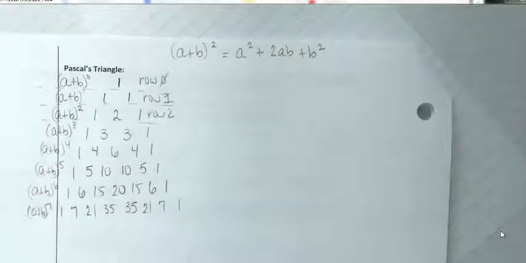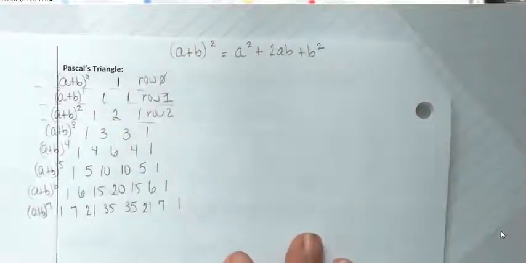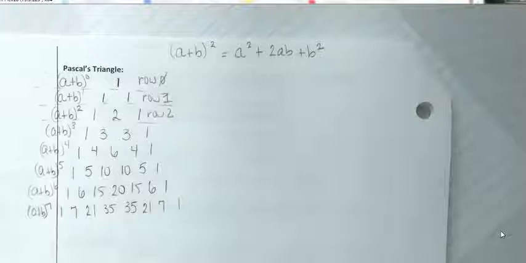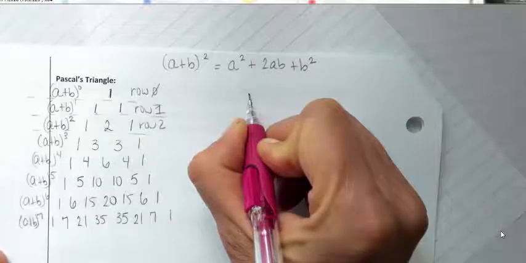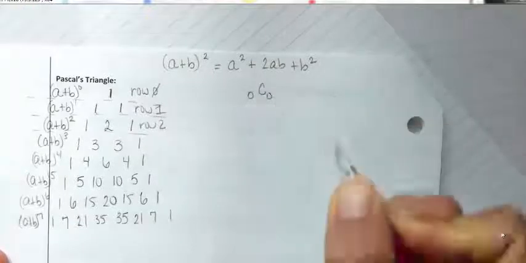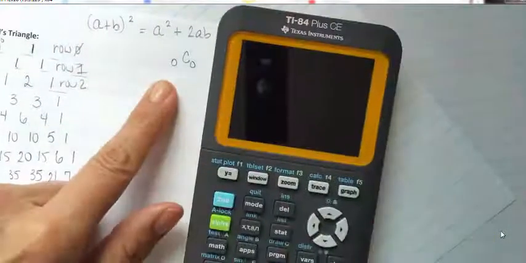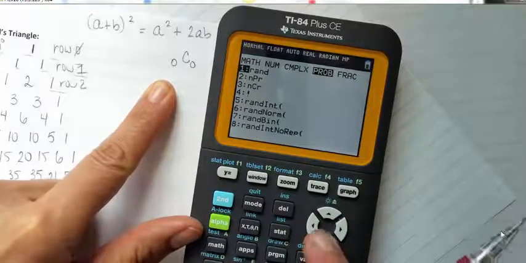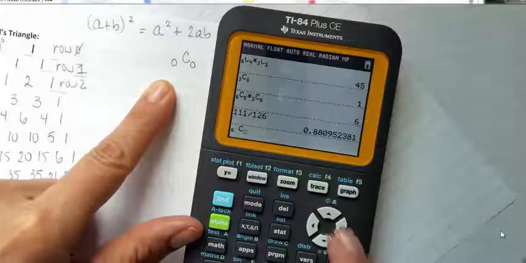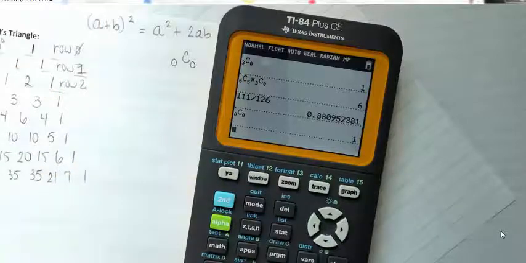Now what's kind of cool is that every single place in here, which is why we're bringing it up right now, is actually a combination. So the first one is that you are in the 0 row, position 0. If you do math and you do 0 choose 0, you get 1. So that might be something to memorize.